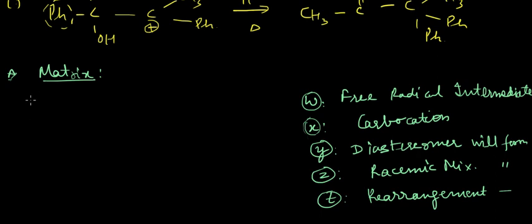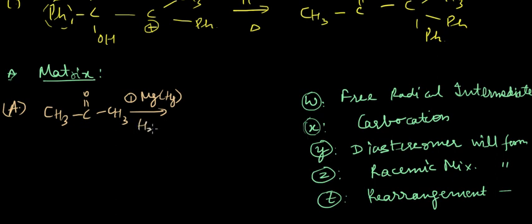Okay, and on the left side we have A. When we react CH3, C double bond O, CH3 with Mg-Hg in presence of water, we get something like this. Okay, and also let us suppose that this is the second reagent, and third reagent is we pass concentrated H2SO4 also into the solution. So what would be the answer or mapping for this case?